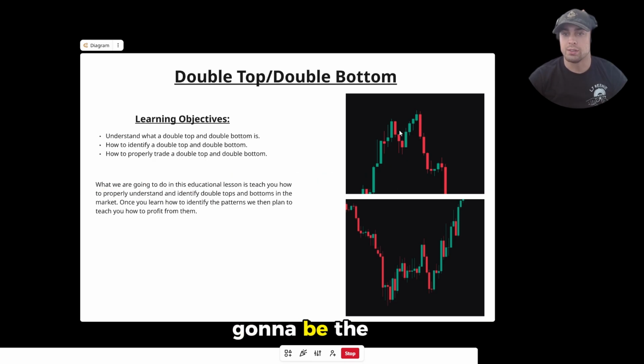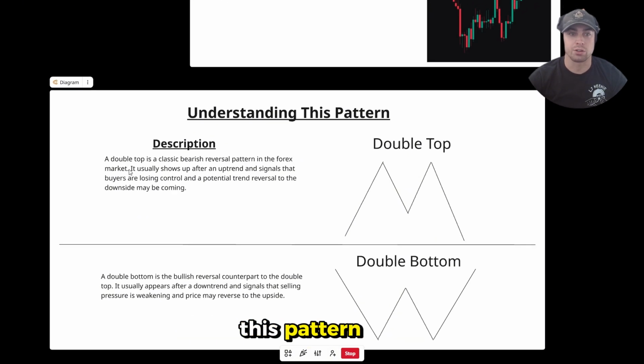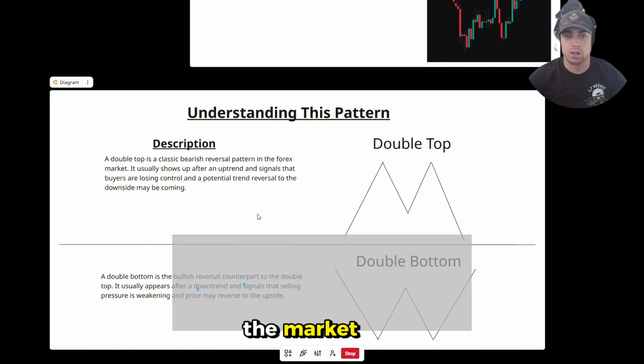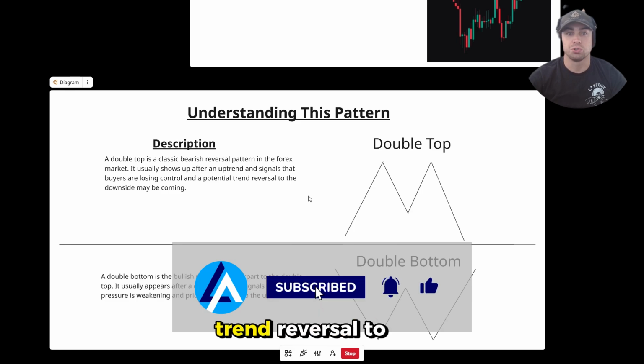So this is going to be the double top right here. And then this is going to be the double bottom. So let's start off with understanding this pattern. So on the top, we have a double top is a classic bearish reversal pattern. It's usually going to show up after an uptrend in the market, and it's going to signal that buyers are losing control and a potential trend reversal to the downside may be coming.